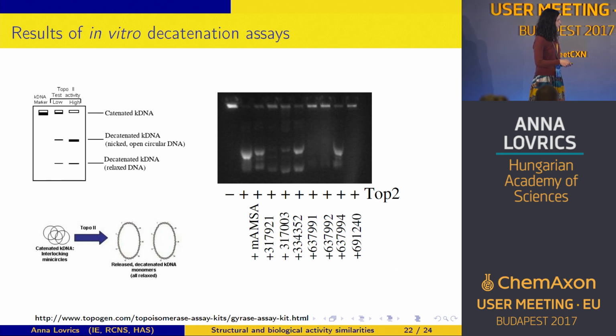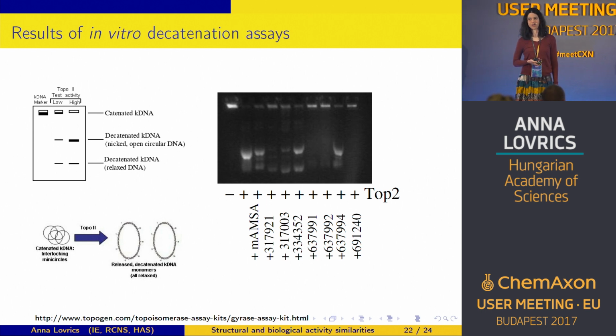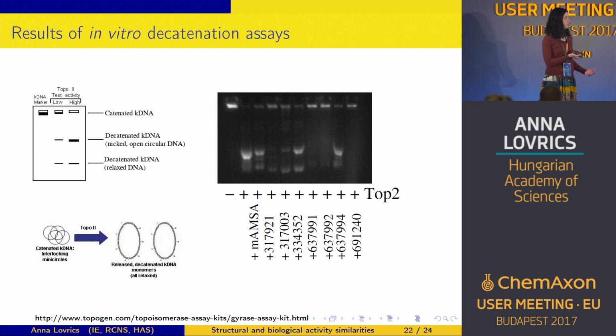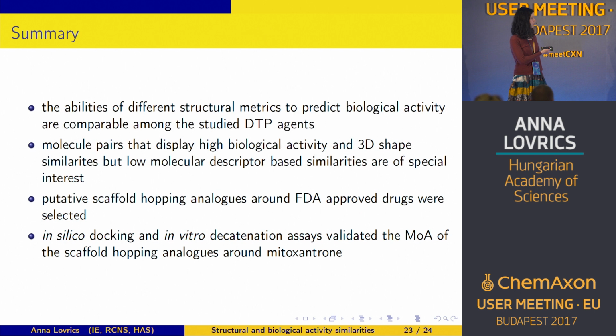So here what you can see is the topoisomerase enzyme. Without the topoisomerase, nothing happens. When it's added, then all of the DNA minicircles will be decatenated. This is a known topoisomerase poison. So if it's used, there's a lot less decatenation. And these are some of the potential scaffold hopping molecules which were highlighted in red previously. And actually they worked similarly to the known topoisomerase inhibitor. So again, this also pointed out that these molecules are really topoisomerase inhibitors, which is the main mechanism of action of mitoxantrone. So we could say that the obtained molecules would be really scaffold hopping variants of mitoxantrone.